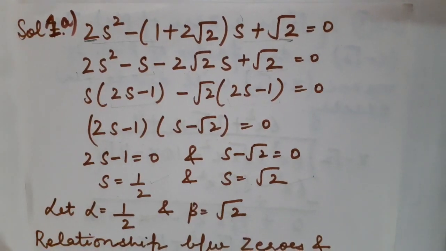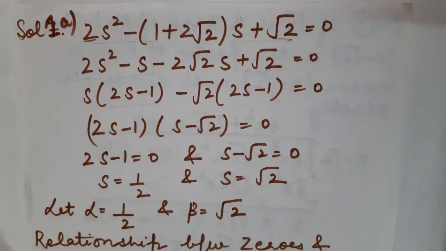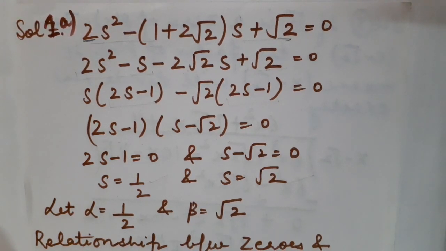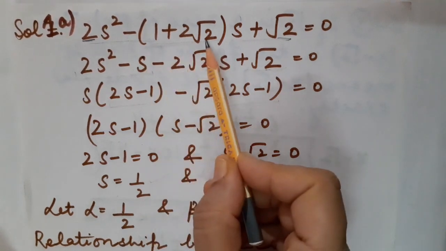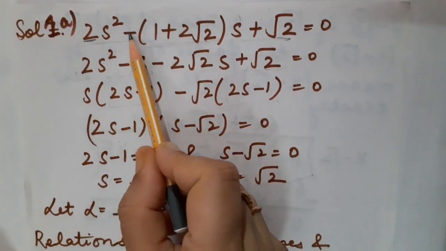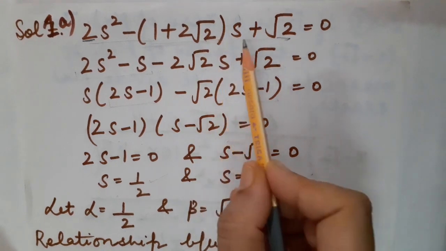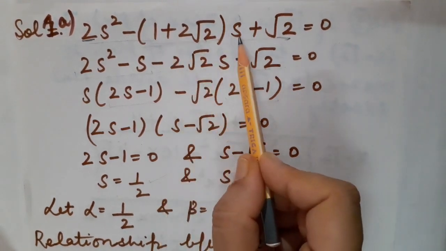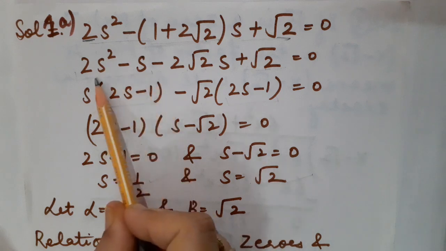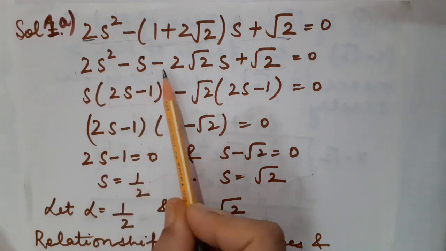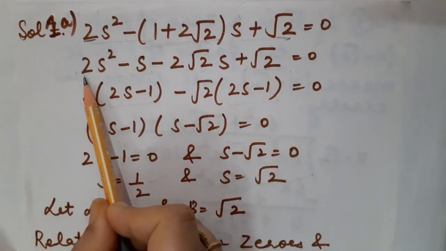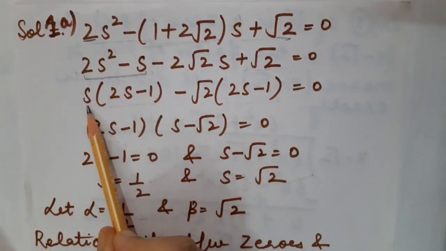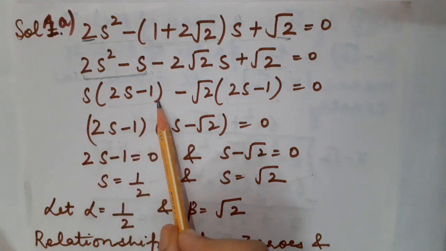Children, here you may have observed that while factorizing the middle term, we used to get 2 terms in place of the middle term. Here I observed that there were already 2 terms present. What I have to do is just take this minus sign inside the bracket along with this variable s. So after doing it, I have got 2s square minus s minus 2 root 2s plus root 2. From the first 2 terms, I have taken s as common. So 2s minus 1 is left.